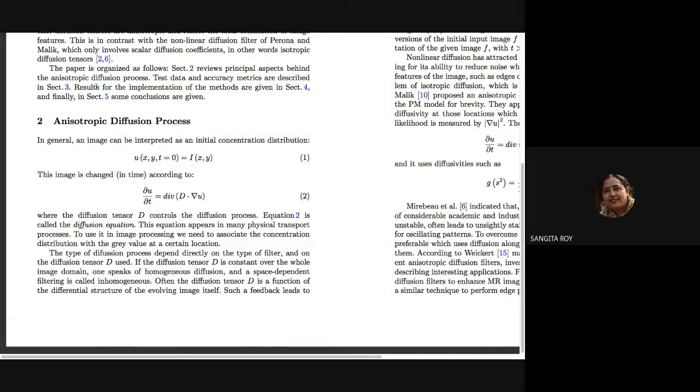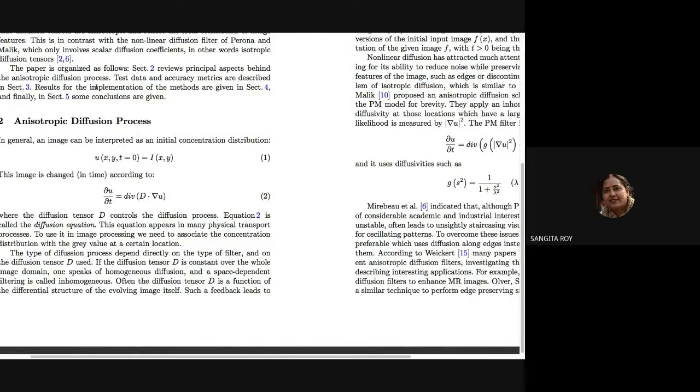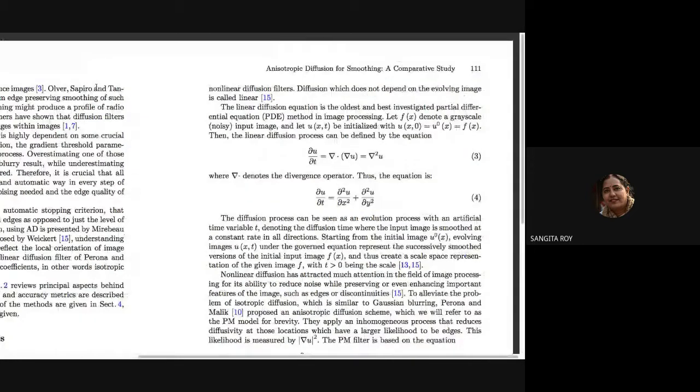Often the diffusion tensor D is a function of the differential structure of the evolving image itself. Such a feedback leads to nonlinear diffusion filters. Diffusion which does not depend on the evolving image is called linear. The linear diffusion equation is the oldest and best investigated partial differential equation (PDE) method in image processing.